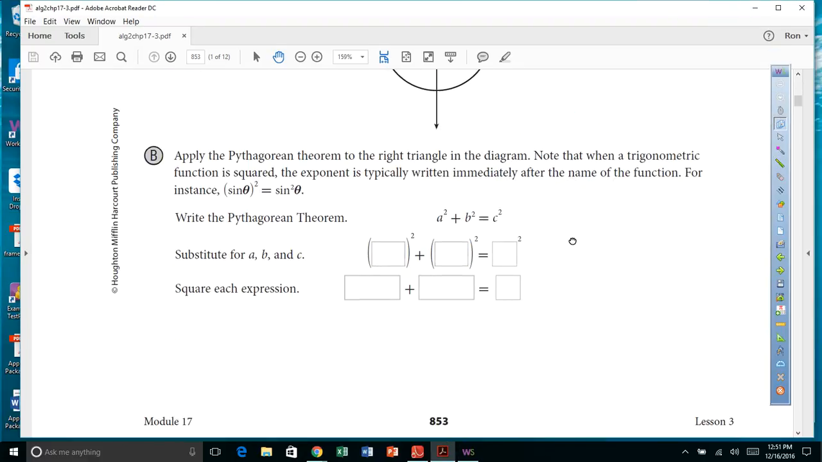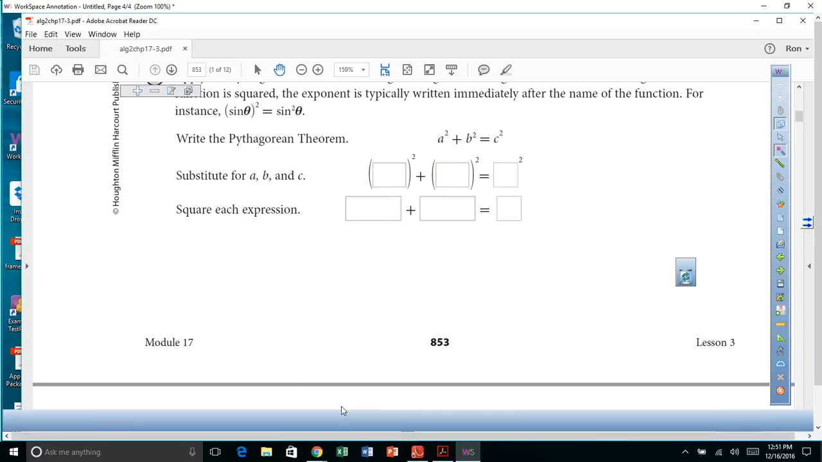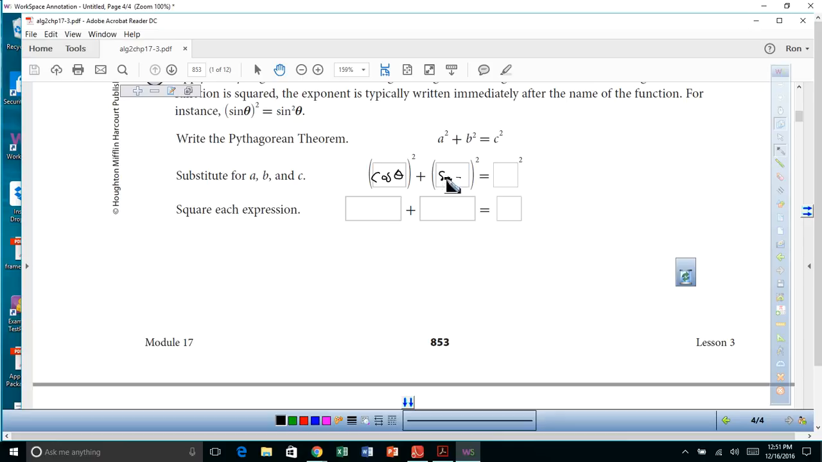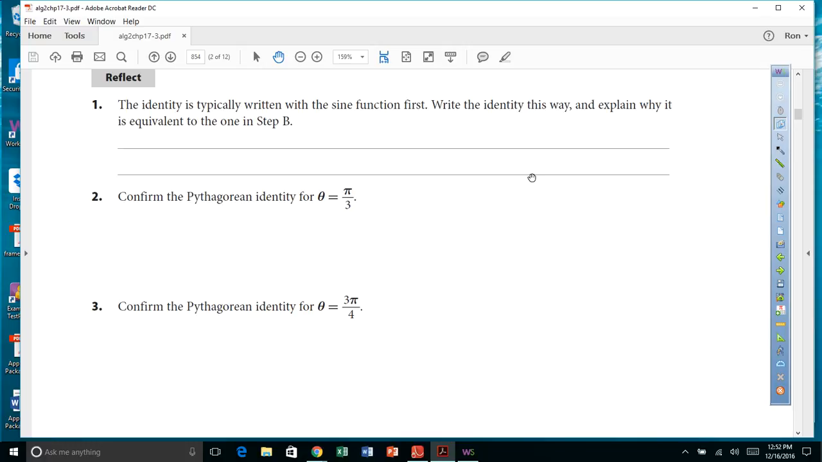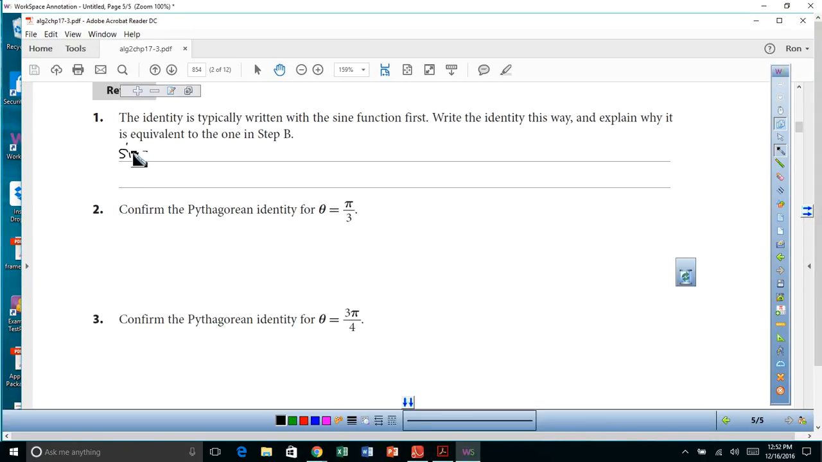And that's what they're going to do down here. We're going to substitute cosine theta and sine theta, and then 1 squared, and that's going to give you cosine squared theta plus sine squared theta equals 1. All right. The identity is typically written with the sine function first. Write the identity this way and explain why it is equivalent to the one in step 1. So it's usually written sine squared theta plus cosine squared theta equals 1, and that's just the way it's typically written.